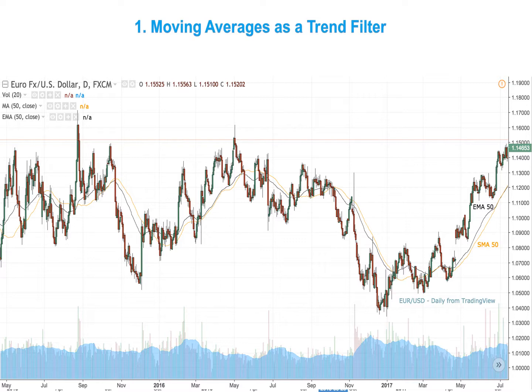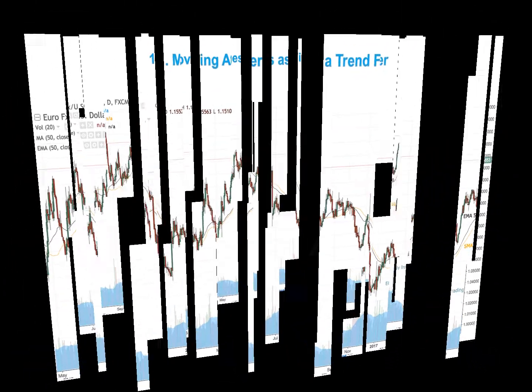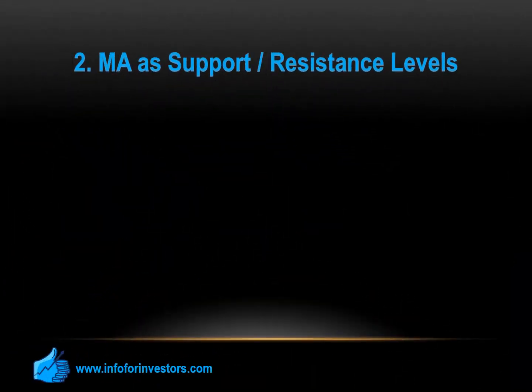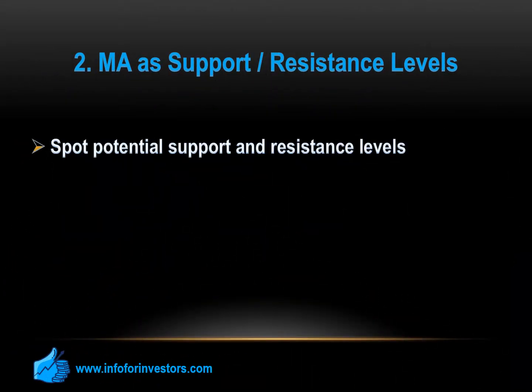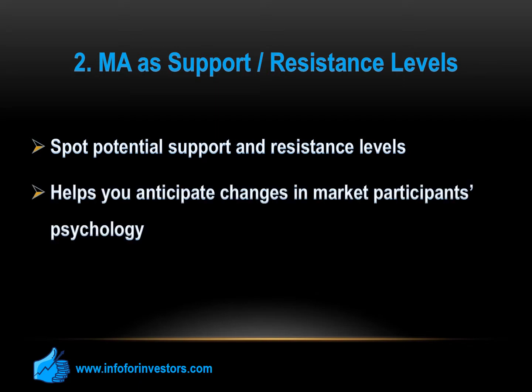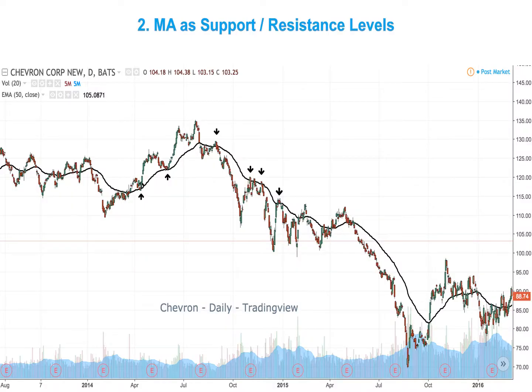The second way is to use moving averages as support and resistance levels. Displaying moving average on a chart will also help you spot potential support and resistance levels during a trend. It also helps you anticipate changes in market participant psychology. As an example, many traders will anticipate a bounce from major moving averages if prices are going down, bullish arrows. They will also expect prices to fall back after reaching a significant resistance level, bearish arrows.